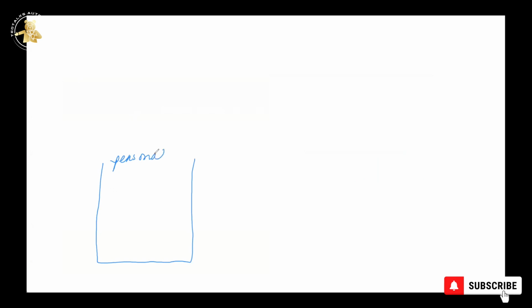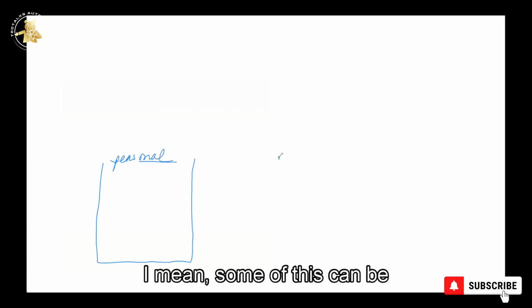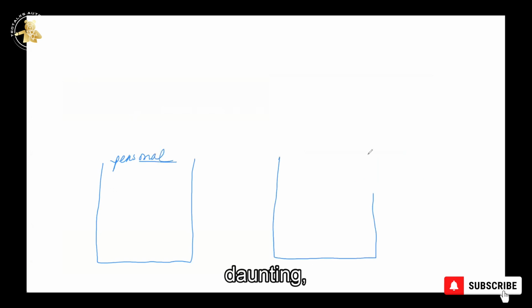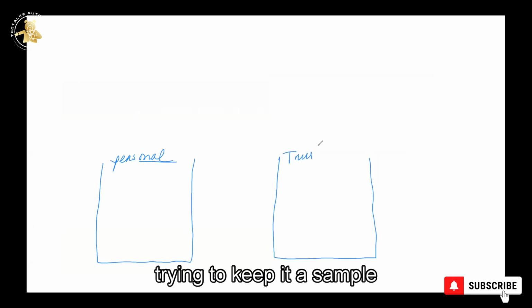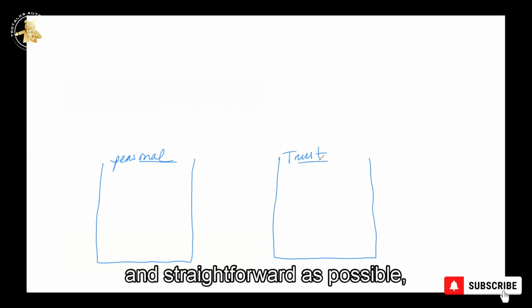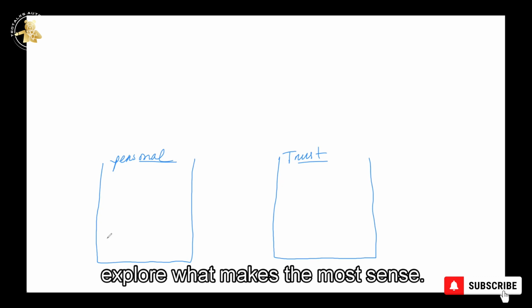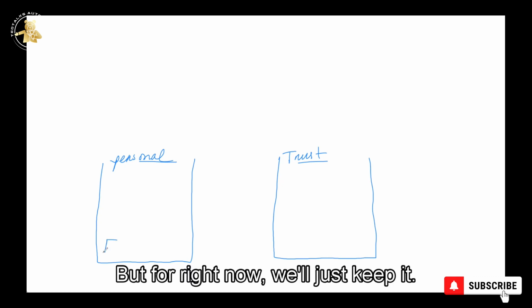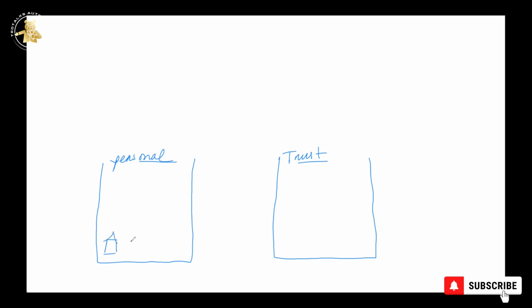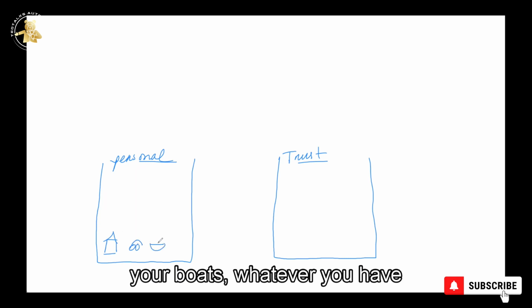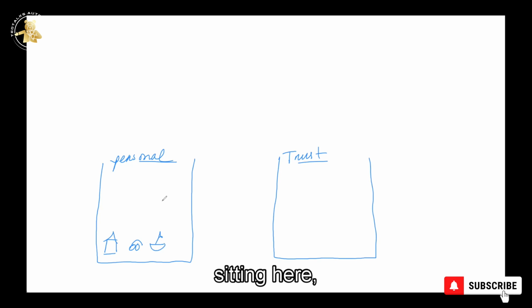So we'll just go through a couple of buckets here. I mean, some of this can be daunting, so I'm trying to keep it as simple and straightforward as possible. But we can definitely dive in and explore what makes the most sense. For right now, we'll just keep it to looking at a house, your cars, right? Your boats, whatever you have sitting here.